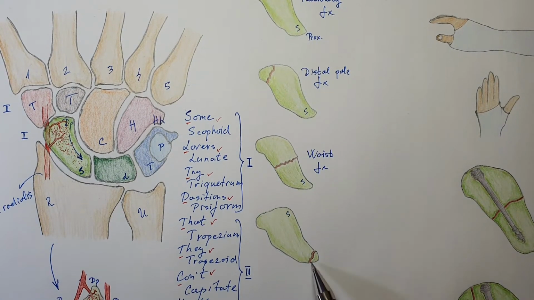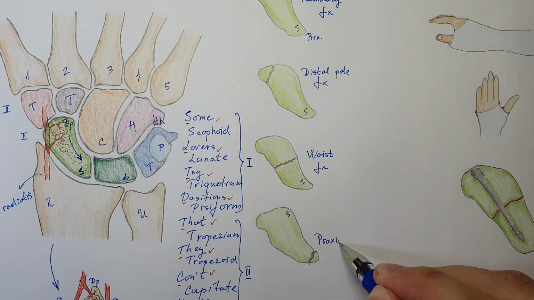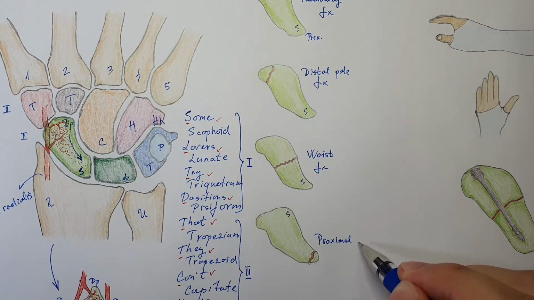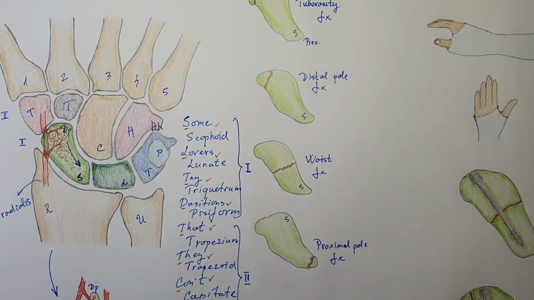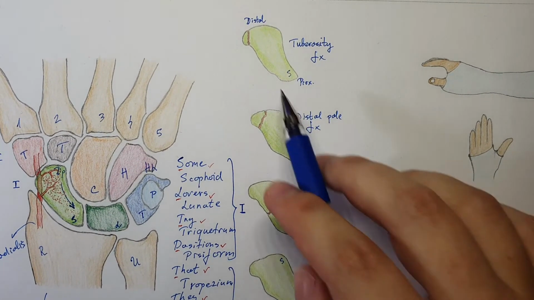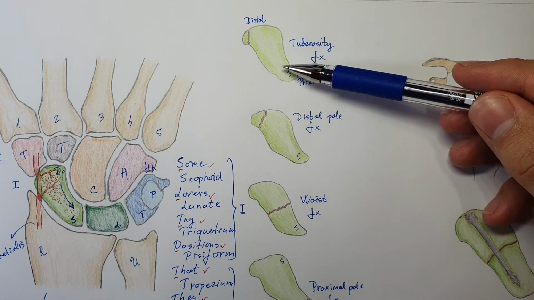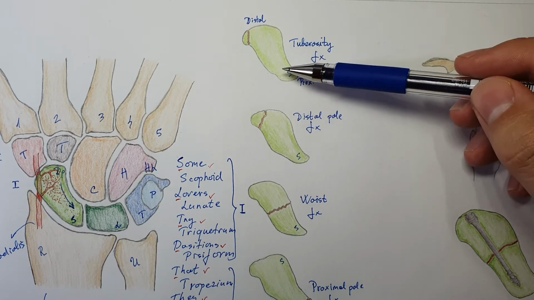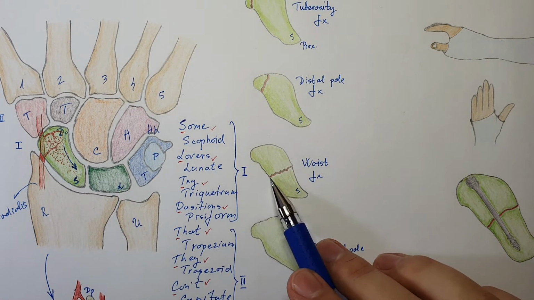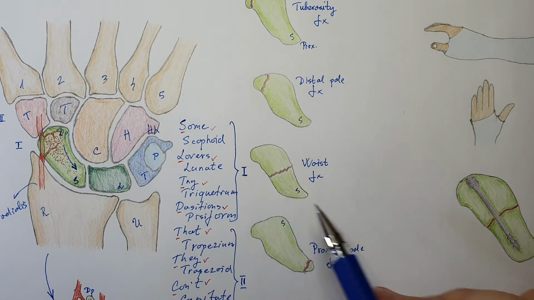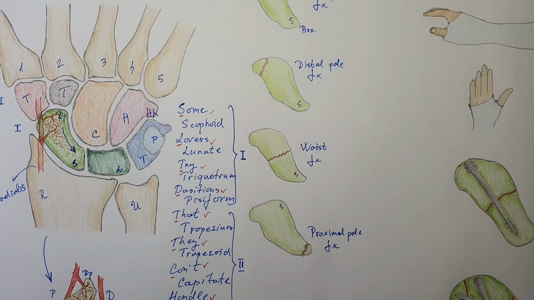And the last is a type of the proximal pole fracture. So the significance of these fractures is the tuberosity fracture and the distal pole fracture, since they have a good vascular supply, they will heal. But we can have problems if we have waist fractures, especially if they are dislocated and if there is significant damage to the bone.